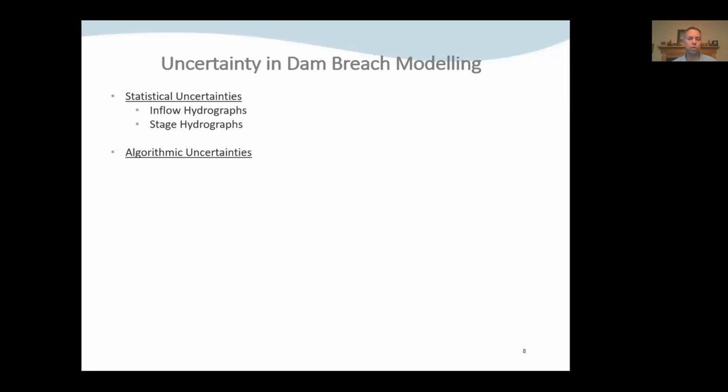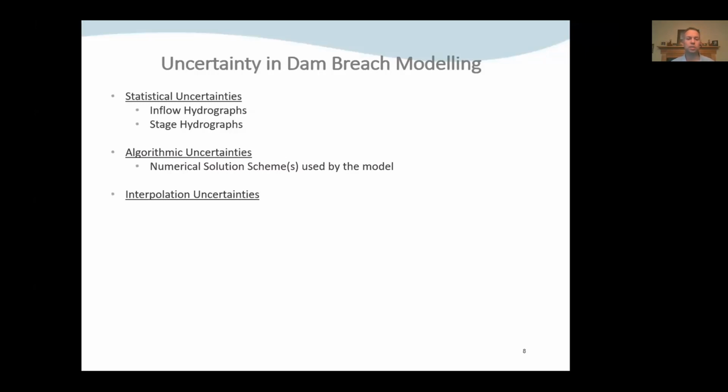There's also algorithmic uncertainties. And this is simply the numerical scheme that the model that you're using uses. So how does it solve the equations? When we're talking about HEC-RAS and dam breach modeling, RAS will solve the Saint-Venant equations, conservation of mass and conservation of momentum. And there's an algorithm that's used to do that. And that algorithm comes with some error and some uncertainty.